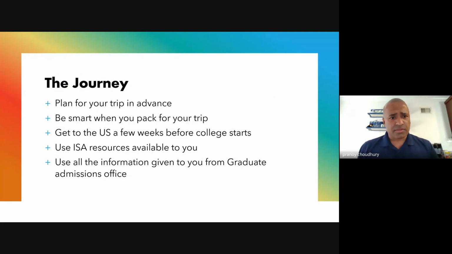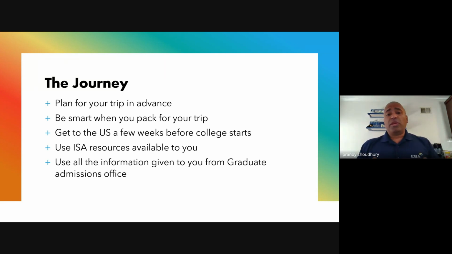Next slide, sir. The journey. Plan for your trip in advance. Be smart when you pack for your trip. And those are some of the things you will find out on the Indian Students Association website. There's a lot of information when you finally get into a college. Get to the US a few weeks before college starts. I think your I-20, which I believe still exists, allows you to come to the US a month before. Try to get here a month before.